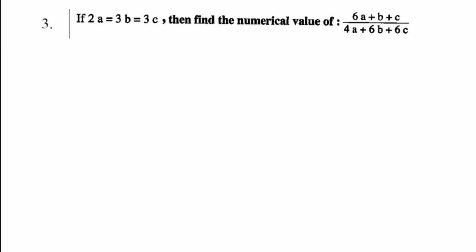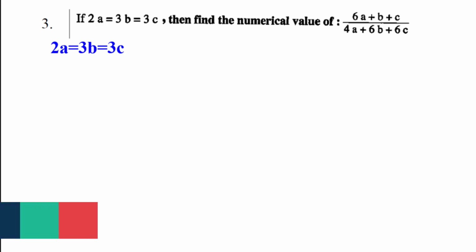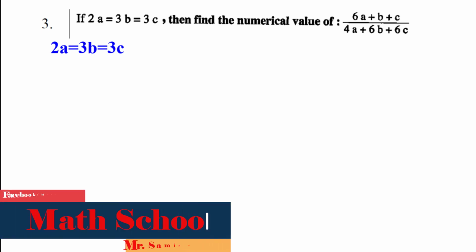Next, number 3, if 2a equals 3b equals 3c, then find the numerical value of the expression (6a plus b plus c) over (4a plus 6b plus 6c). We are given that 2a equals 3b equals 3c. To find the ratio between a, b and c, we will divide by the LCM of the numbers 2, 3 and 3.